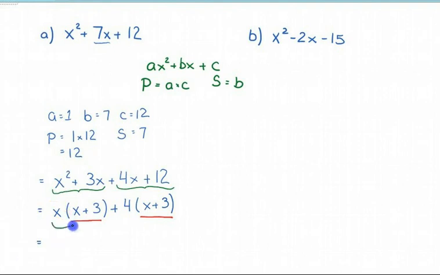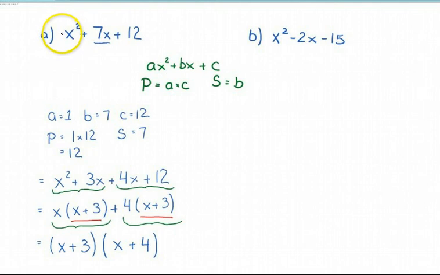And now the two terms could be thought of as term 1, term 2. So what we end up with is x plus 3, and we factor that out, and the first term is left with just x, and the second term is left with 4. And now we have successfully factored the expression x squared plus 7x plus 12.